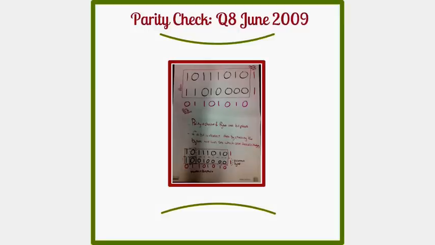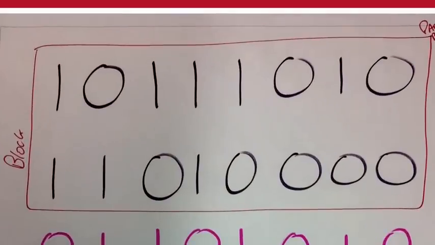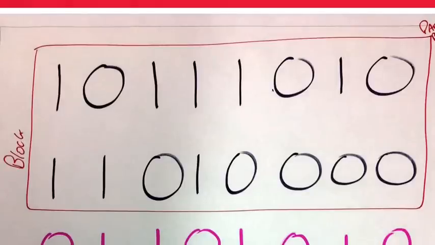However, if you do get a similar question to the one that question 8 showed, this is how it goes. In this case, we're sending a block of data, which is 2 bytes for this example. It might be more than 2 bytes. It might be several. Well, it probably will be several different bytes.